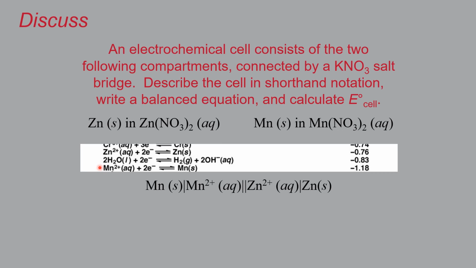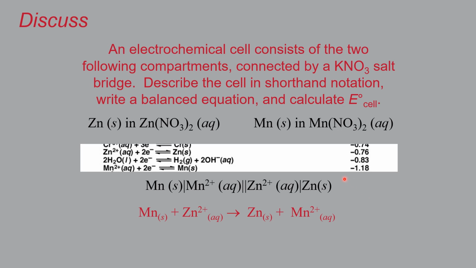So we could write our cell shorthand like this. The oxidation is manganese to manganese 2+. There's a salt bridge. The reduction is zinc 2+ to zinc metal. The chemical equation would be manganese reacting with zinc 2+, giving you zinc and manganese 2+.